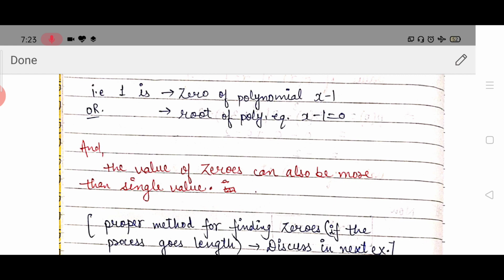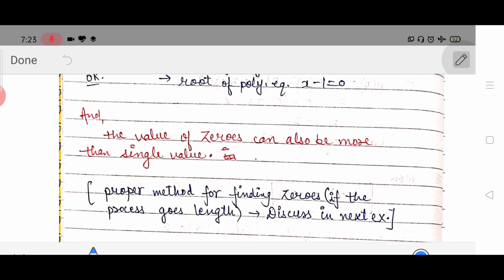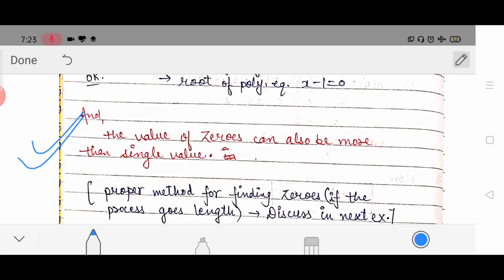Moving on. Okay, this is the important point, that the zero of a polynomial can be more than a single value. For example, if in any equation you get 0 at 1, that means 1 is a zero of the polynomial, but it doesn't mean that there does not exist any other value at which the polynomial becomes 0. So a polynomial can have more than one value at which the answer is 0.